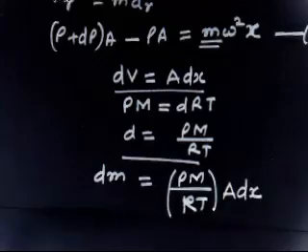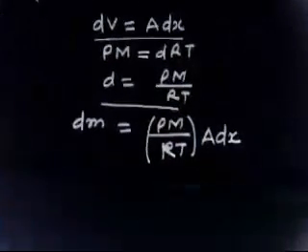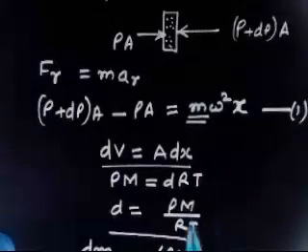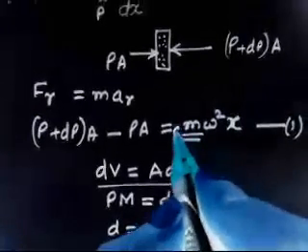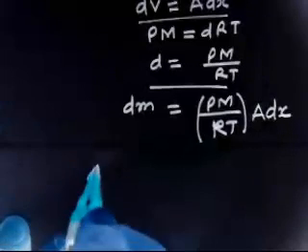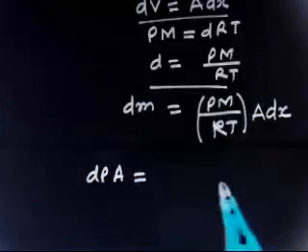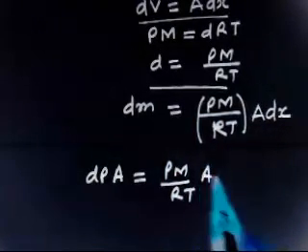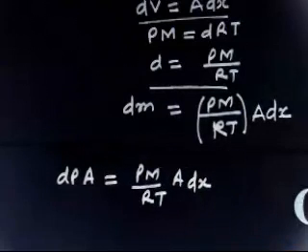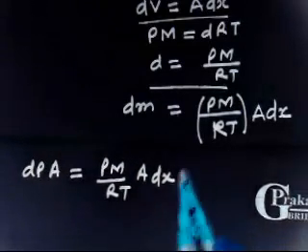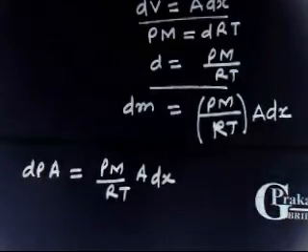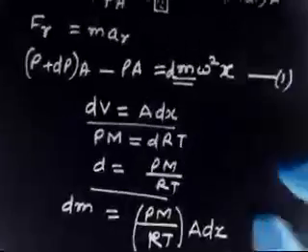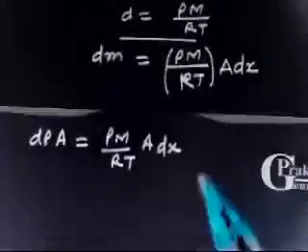Now let us plug the value of m into the equation, that is basically dm. The mass is very small, so let us say dm. You will have P plus dP minus P, so dP into A on the left side, equal to dm, which is PM by RT into A into dx, multiplied by omega square x. So I multiply this by omega square x.